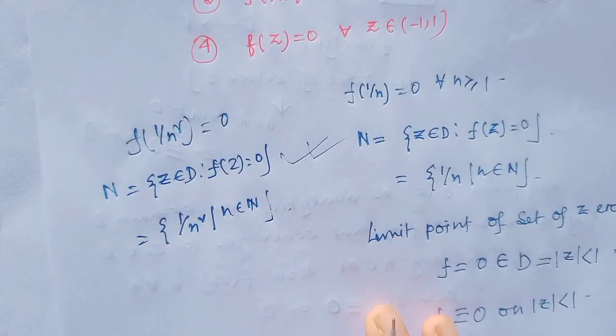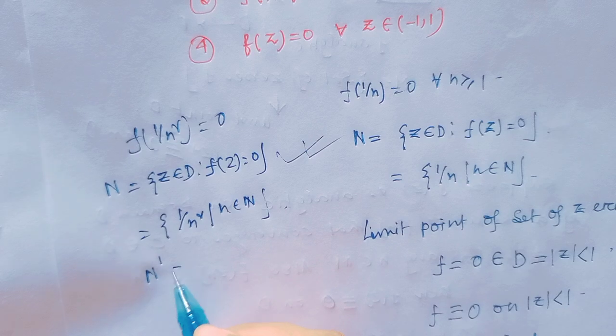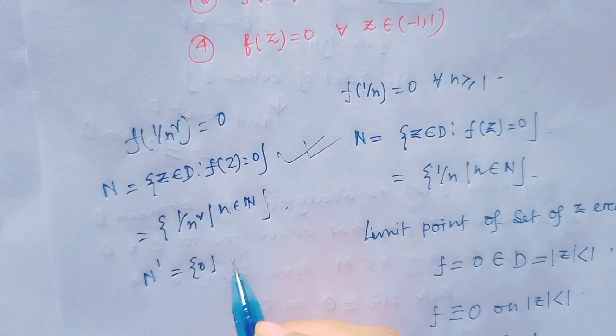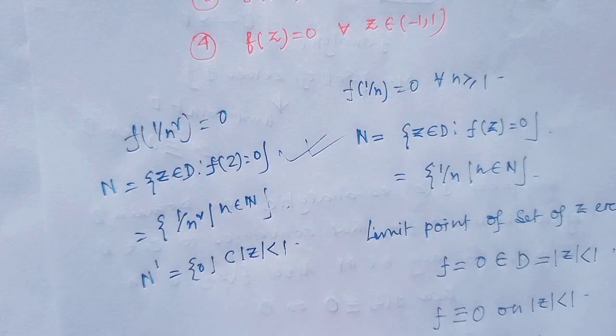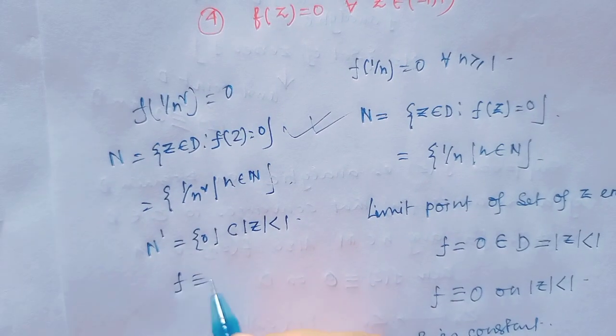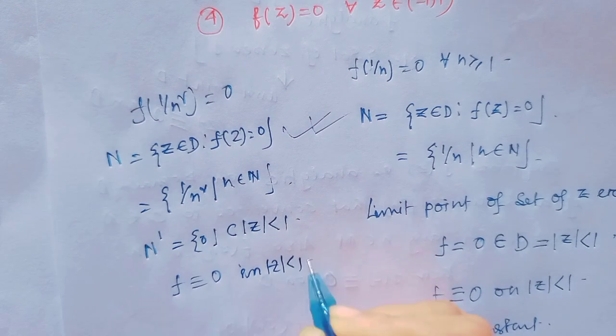So the limit point of the zero set is equal to 0, which is contained in mod z less than 1. So f is identically 0 in mod z less than 1 by the identity theorem.